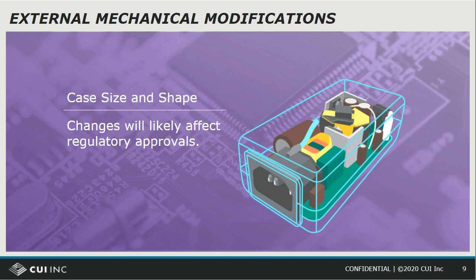Regarding external mechanical modifications one might choose to make to a power supply. Many power supplies will have regulatory certificates when purchased from the power supply vendor. The changes for performance reasons may affect the mechanical configuration and may affect regulatory approvals. Some of the changes you might choose to make for performance reasons, for example, is output voltage. Probably that will not affect the mechanical configuration. If it does, it's probably actually a redesign of a power supply rather than a modification.